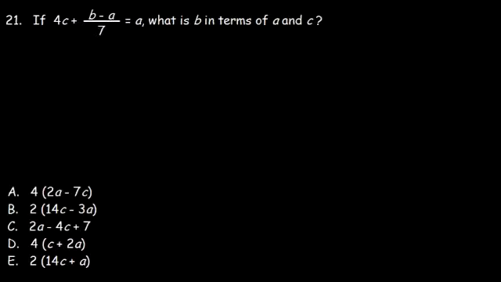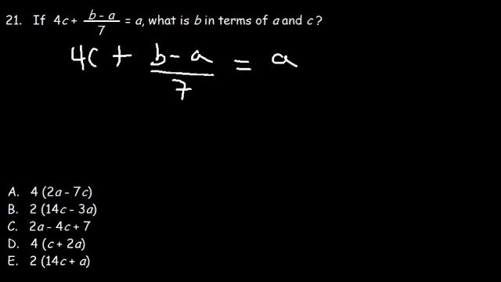If we can isolate b on one side, then a and c will be on the other side of the equation. So let's start with the expression 4c plus b minus a over 7 equals a. Now the first thing I would like to do is get rid of the fraction. So I'm going to multiply both sides by 7. So I'm going to multiply every term by 7. 4c times 7 is 28c. And b minus a over 7 times 7, the 7's will cancel. And then we'll have just b minus a left over.